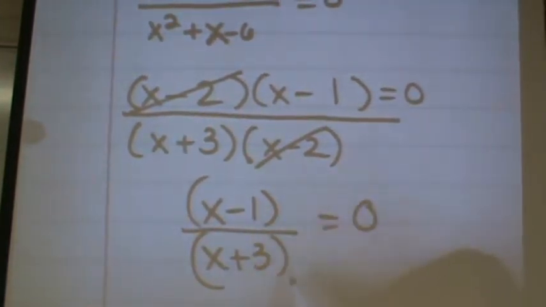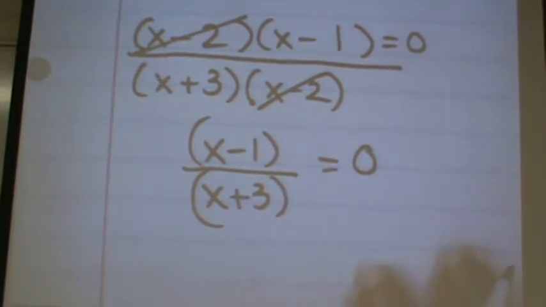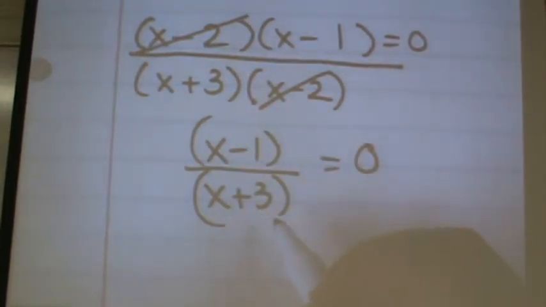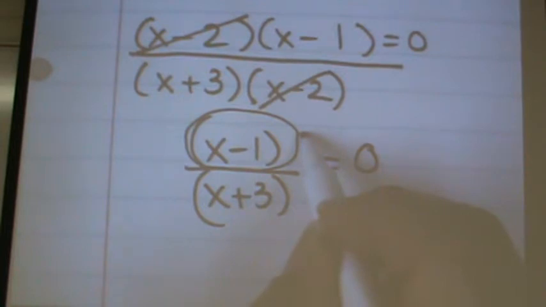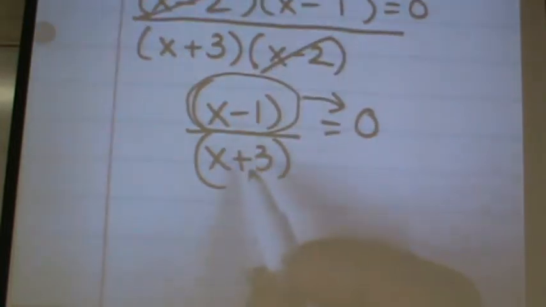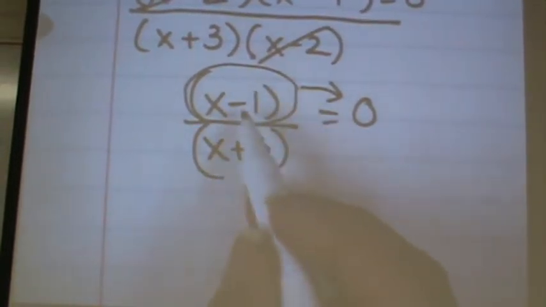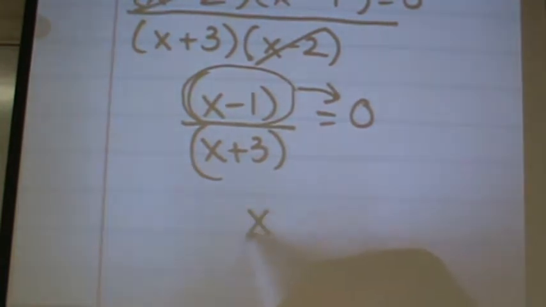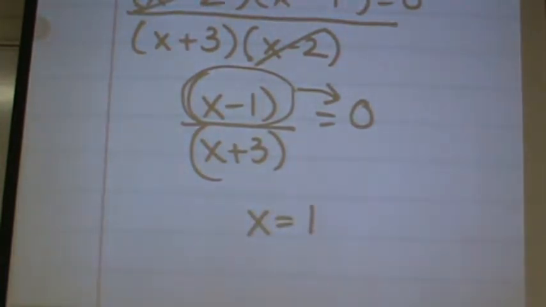If we have a fraction equal to 0, we know that the denominator can't be 0. I know x can't be negative 3, it will be undefined. But I do know if I have a fraction set equal to 0, the numerator must be 0. So what would x have to be so that we get a 0 in the numerator, and that would be x equals 1. So that is your solution.